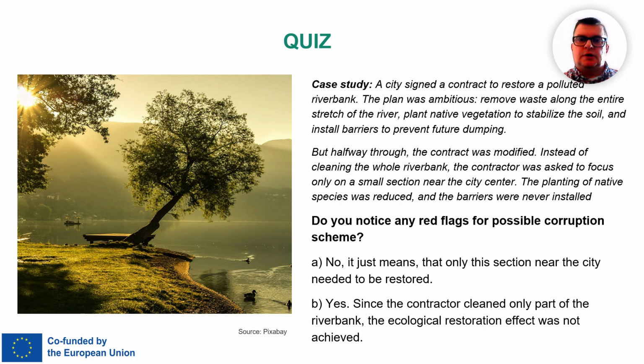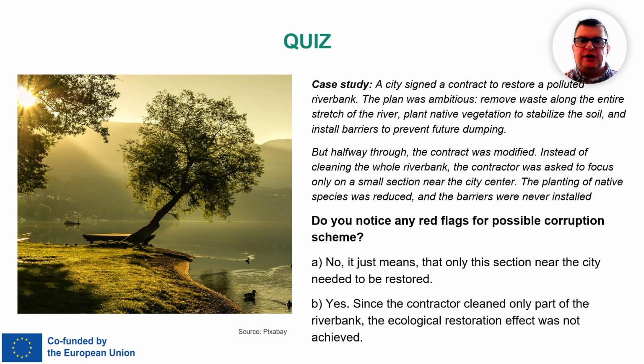So what's the correct answer? B. Why? Reducing the scope of the contract without proper justification meant the environmental effect was not achieved. Citizens can spot this by comparing the original contract with the actual work delivered. On paper, the contractor completed the new scope, but in reality, the environmental effect was lost. Pollution remained upstream, erosion continued downstream, and the river ecosystem wasn't restored.